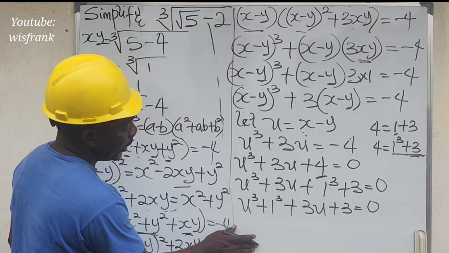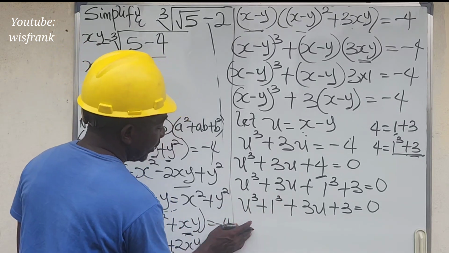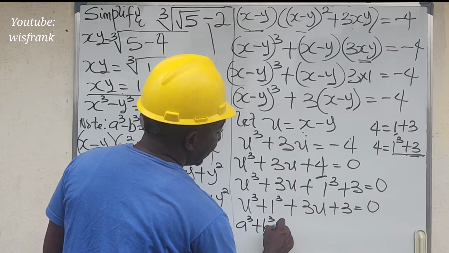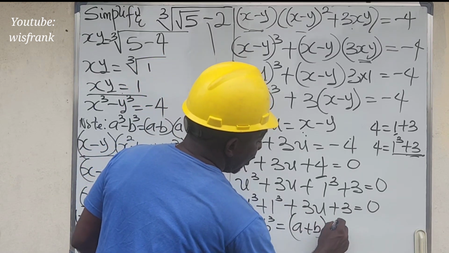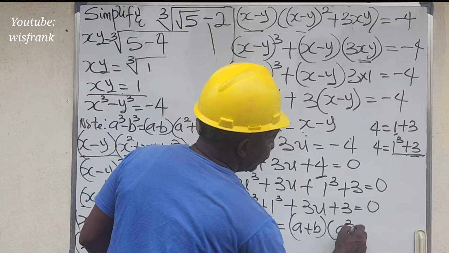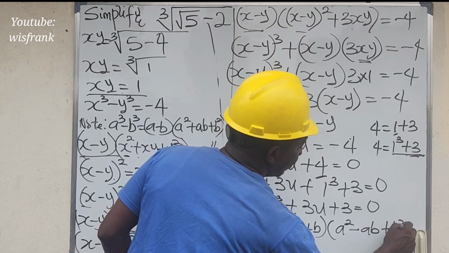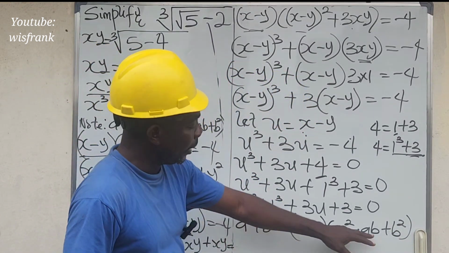And here we see that u to the power of 3 plus 1 to the power of 3 is the same thing as when we have a to the power of 3 plus b to the power of 3, the same thing as a plus b all into a to the power of 2 minus ab plus b to the power of 2. So we are going to represent this in this format.